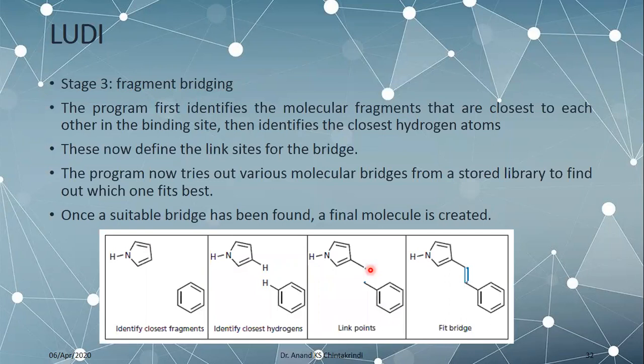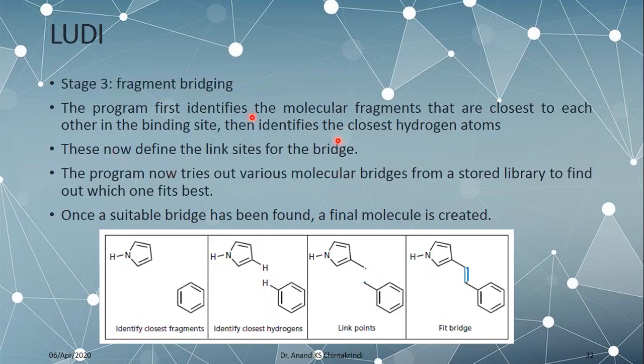Stage 3 is fragment bridging. In stage 1, you have identified the interaction sites. In stage 2, you have fitted the molecular fragments so they satisfy those particular interaction sites. Now, these fragments are of no use if they are not suggesting a sensible ligand. It should not be a fragment, it should be a ligand. So the third step is fragment bridging.